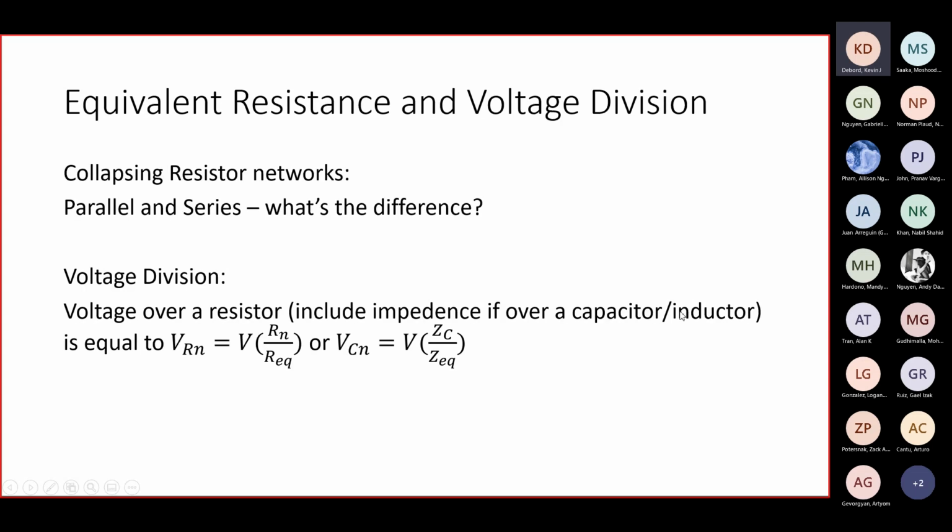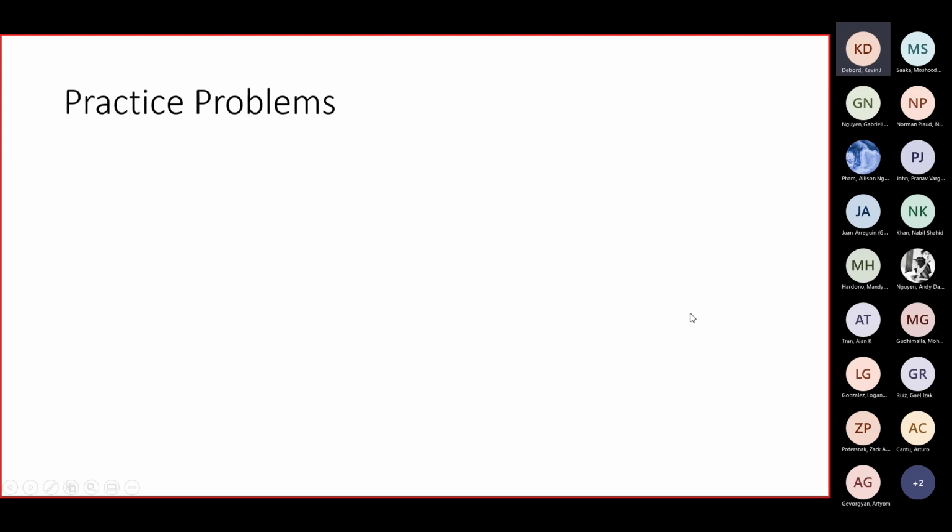So equivalent resistance and voltage division, collapsing resistor networks. What's the difference between parallel and series, guys? Series they share current, parallel they share voltage. Fantastic. And then how would you collapse them into equivalent resistance? For series, it's just a sum of the resistance. And parallel is the inverse of the sum of the inverse resistances. Sounds good. And then voltage division, it's just going to be the voltage over resistor. And if it is a capacitor and inductor, you're going to use impedance, right? And those are the equations. Simple enough. Practice problems, or are we going to move on to the harder stuff?